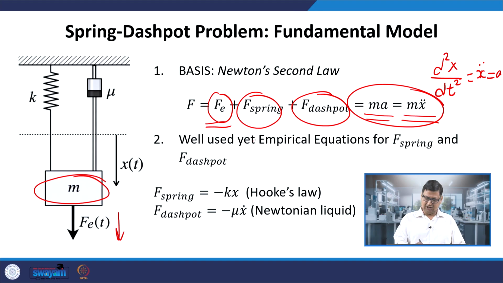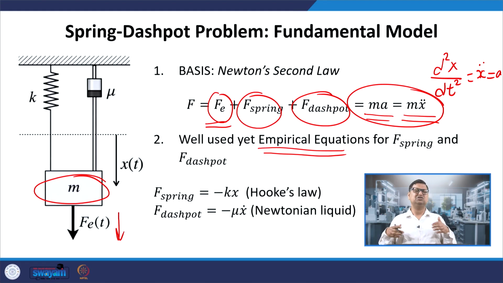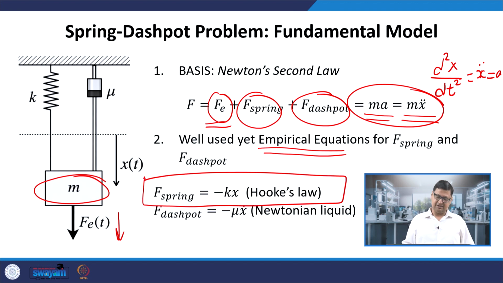So, now although I just called it a fundamental model, now I am going to use two empirical equations. It is well accepted in the literature, but nonetheless it is empirical in the sense that we cannot, I would say, derive it from first principles, or it is not generally valid, right. One of that is the spring force is given as minus of K into X, right.